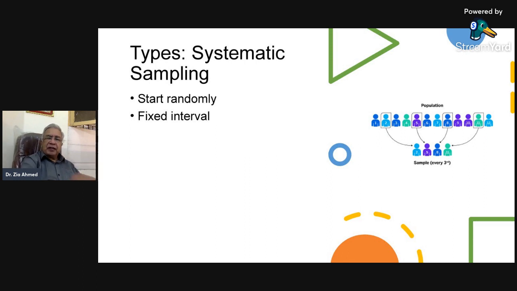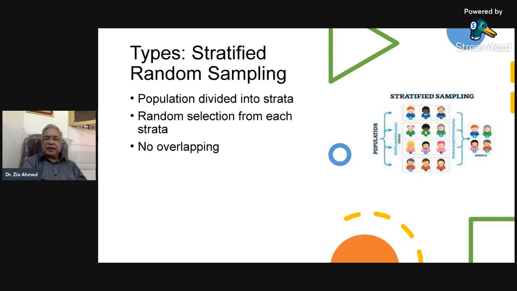For example, if you look at the picture, you will see that from the first group we have taken the blue color, and then after two we have a different color, and ultimately it comes again a different color. Then the last one is a green color. In that way, systematic sampling is carried on.